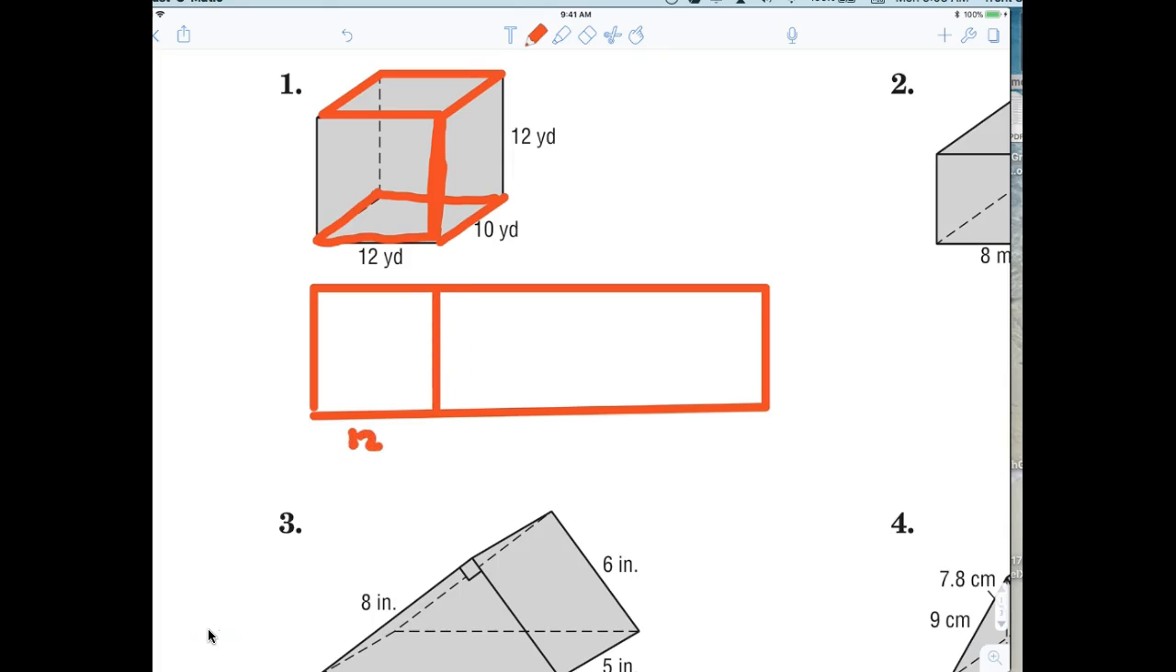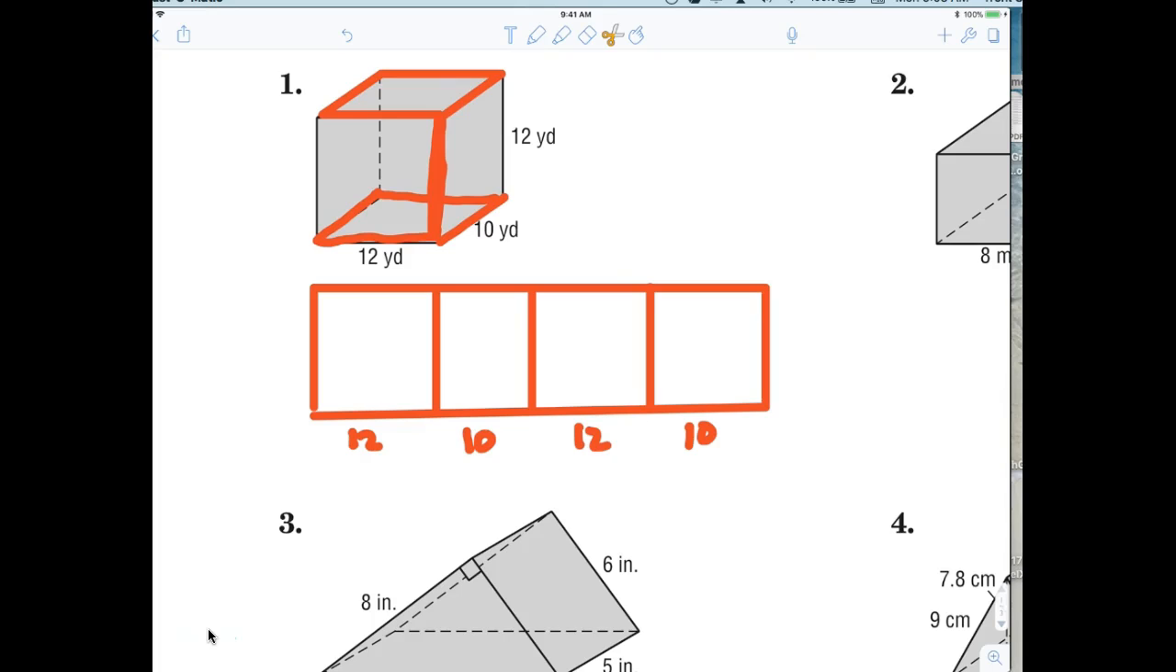So this right here would be 12. Then this one right here would be how much? 10. And then this right here would be what? 12. And then this right here would be what? And that would be 10. All right? So that's what I'm trying to demonstrate. Everybody see that?